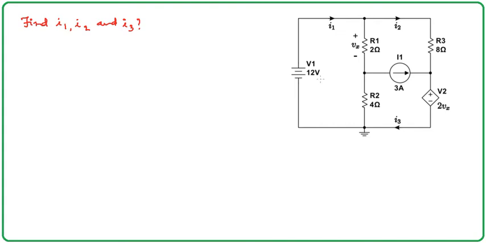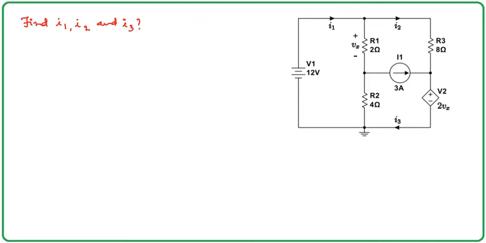This is a 12 volt voltage source. This is the 2 ohm resistor and this is the 4 ohm resistor. This is a 3 ampere current source, and this is a resistor of 8 ohm, and this is the dependent voltage source having 2Vx, where Vx is the voltage across the 2 ohm resistor. Okay, so we will see this part, not an issue. This comes under dependent source also.